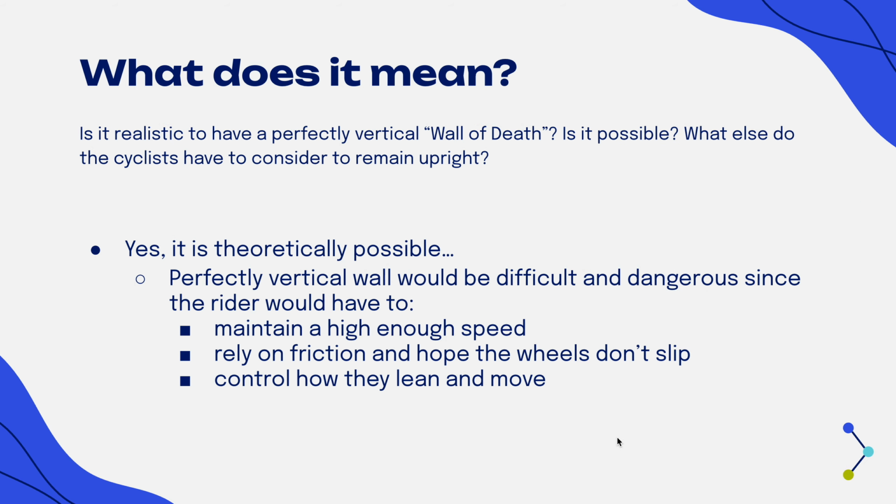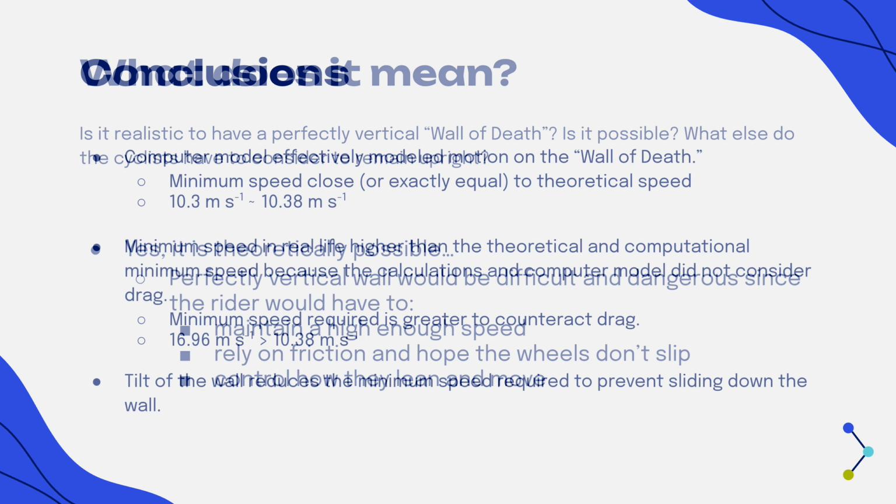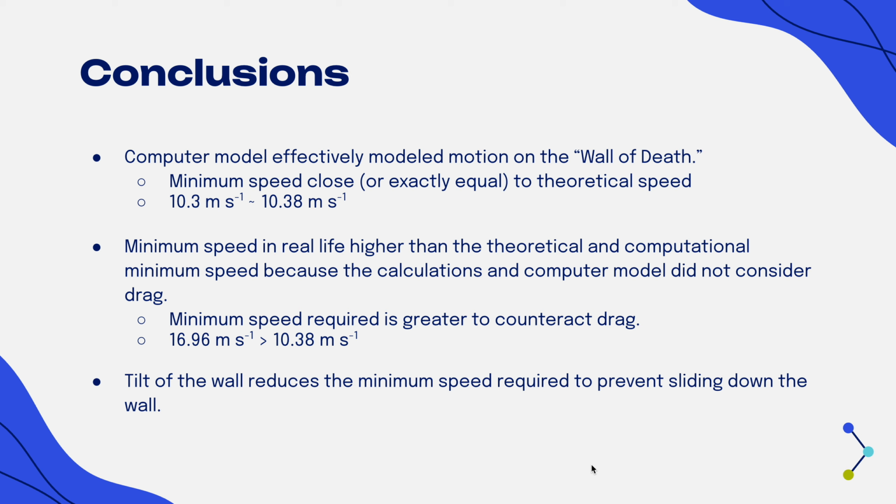Is it possible on a perfectly vertical wall of death, which it technically is? It would be really difficult and dangerous because you have to go really fast, hope that the wheels don't slip, and the rider has to control how they lean and move. In conclusion, the computer model was pretty effective in modeling the wall, and the data showed that the minimum speed was greater than the theoretical one, likely because of air resistance, and that tilt of the wall reduces the minimum speed required to prevent sliding down the wall. Thank you.